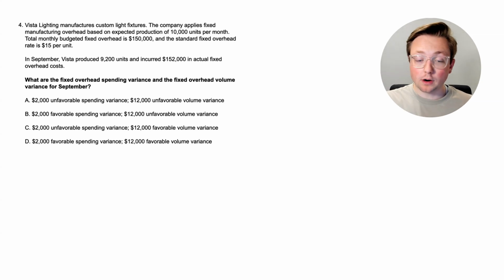So again, we have to figure out what the fixed overhead spending variance and the fixed overhead volume variance is for September. Based on everything we've learned so far, I think that you could apply the idea behind everything we've learned in the other questions to this question. So I want you to pause this, give it your best shot, and remember the differences that we talked about. Try your best, and when you're ready, come back. We'll look at the answer together and learn about some more variance calculations.